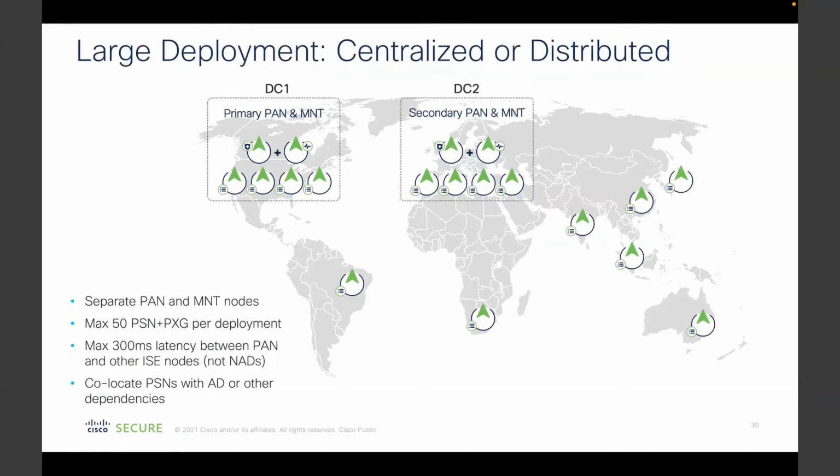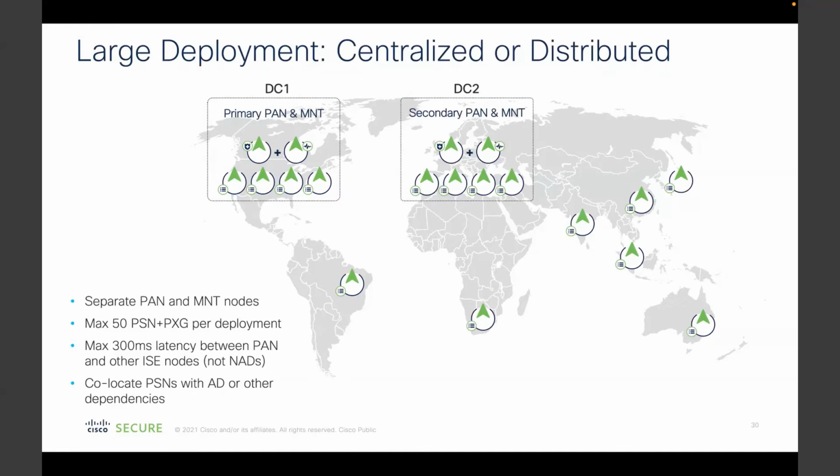Now, there's no reason you couldn't have 3 or 4 or 5 or more data centers. You just would only be able to have the PAN and M&T nodes in 2 of those. The PSNs you can spread anywhere in the world, and hopefully you can see here that we can even have standalone PSNs in different countries, or you could do a pair of PSNs in each of those countries if you wanted to. It all depends on your needs for high availability and the capacity of your users authenticating to the network in those regions.